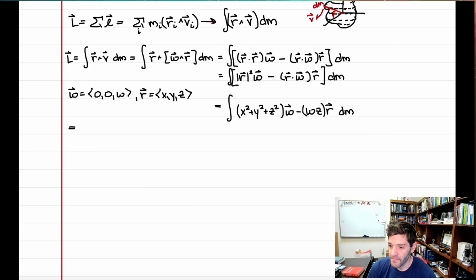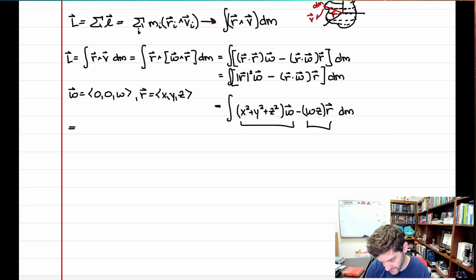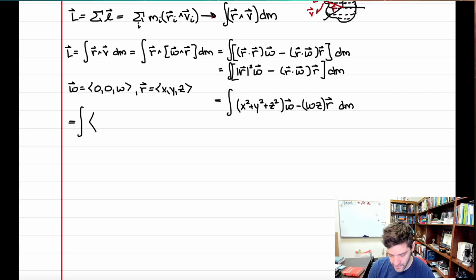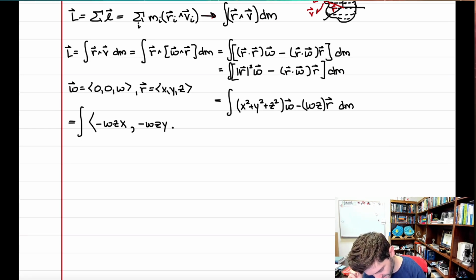And then since omega only has a z component, this first part here really only has a z component, where this has an x, a y, and a z component. So at the end of the day, this looks like an integral over, and then what's the vector that ultimately is left over? There's no z component for that thing that's multiplied by omega, but it looks like it's going to be negative omega z times x in the x direction.